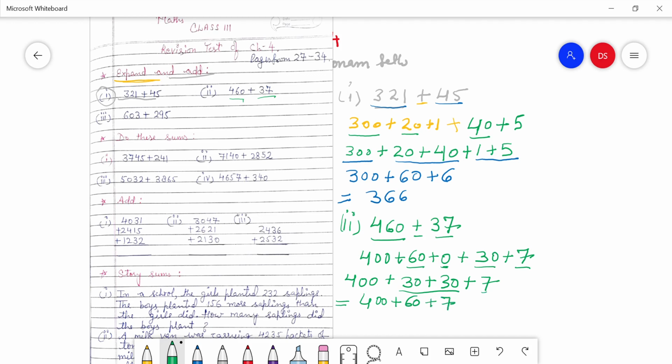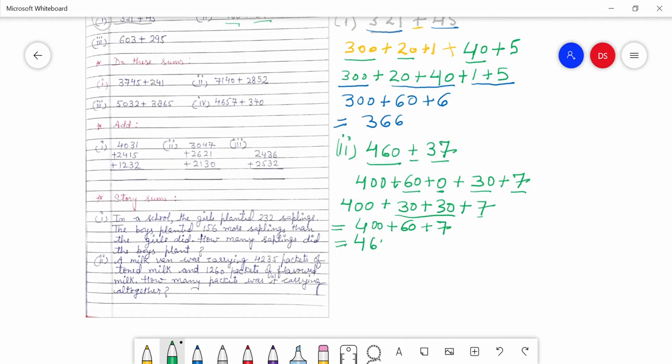And now in the last line we will add together all the numbers. 467.